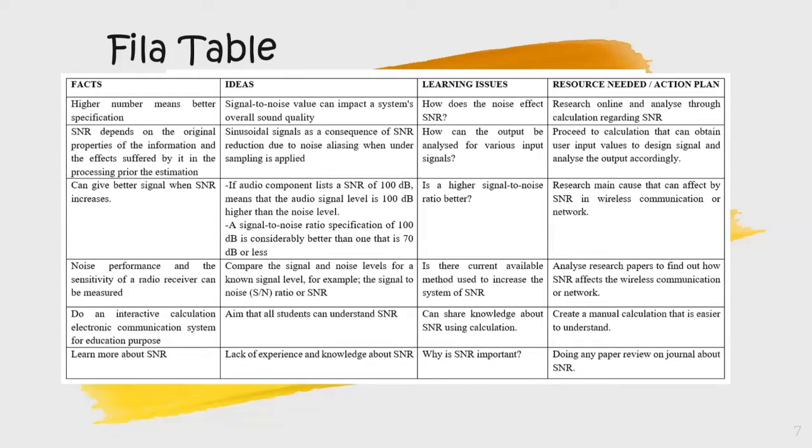So for the action plan, the learning issue is we do the research on the main causes that can affect SNR in wireless communication or networks. For the fourth fact, noise performance and the sensitivity of a radio receiver can be measured. The idea of the fact is to compare the signal and noise level for a non-signal level, for example, the signal to noise ratio.